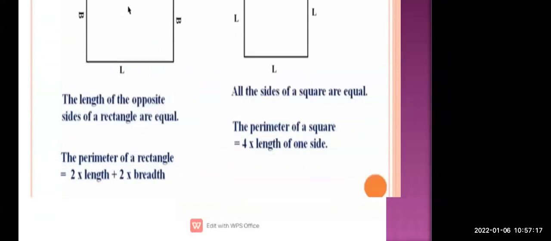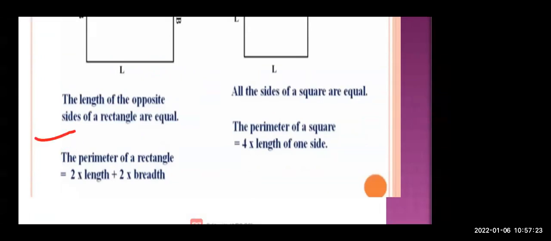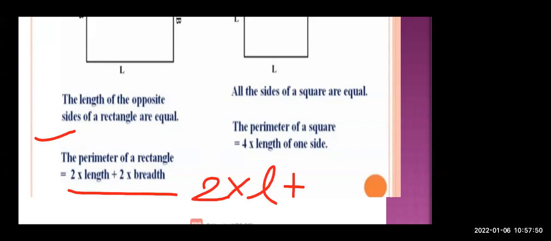Now, what is the formula that you have to use for the perimeter of a rectangle? Perimeter of a rectangle is equal to 2 into length plus 2 into breadth. ये क्या है? आपका फॉर्मूला है. ये फॉर्मूला आपको याद रखना है किसके लिए? For the perimeter of a rectangle. Clear? 2 into length plus 2 into breadth. ये किसका फॉर्मूला है? Perimeter of a rectangle.